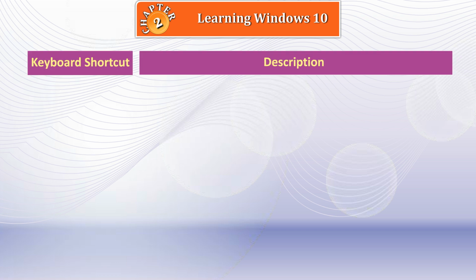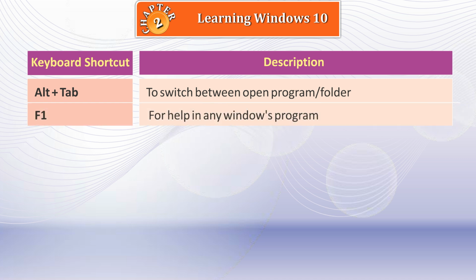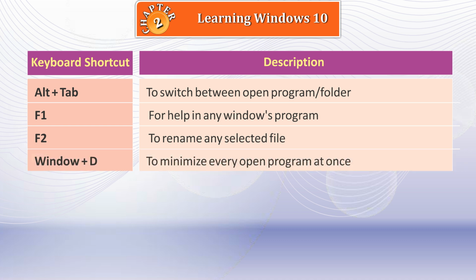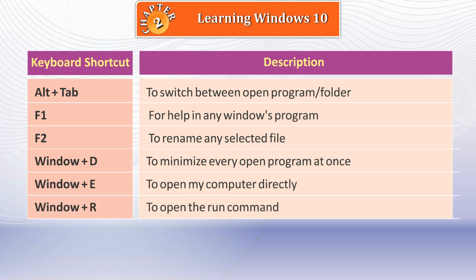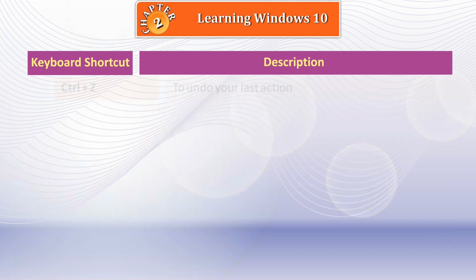Keyboard shortcut, description. Alt plus Tab to switch between open programs or folders. F1 for help in any Windows program. F2 to rename any selected file. Window plus D to minimize every open program at once. Window plus E to open My Computer directly. Window plus R to open the Run command. Window plus L to lock the computer.